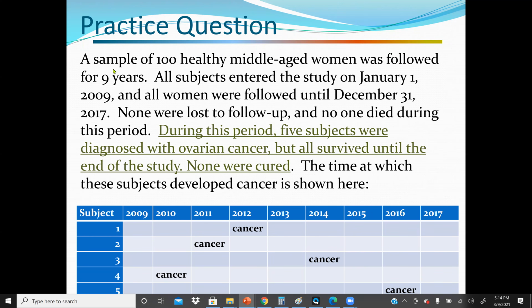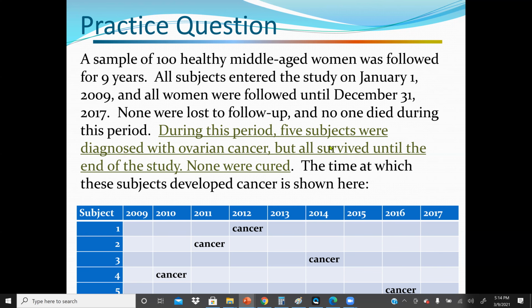Now we have a practice question here. A sample of 100 healthy middle-aged women was followed for 9 years. So we can see here we have 2009 to 2017, which is again 9 years. All subjects entered the study on January 1st, 2009, and all women were followed until December 31st, 2017, which is 9 years. None were lost to follow-up, and no one died during this period.